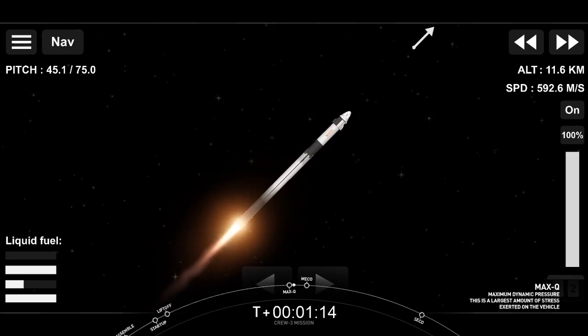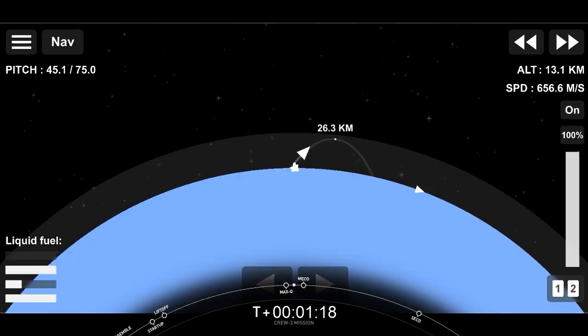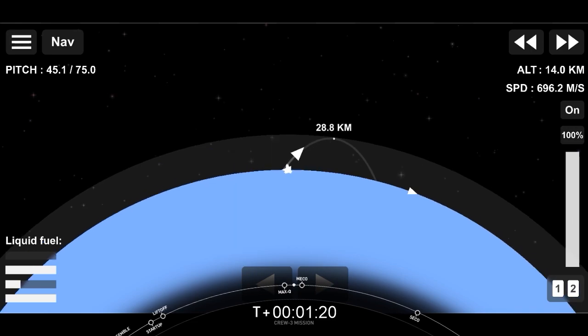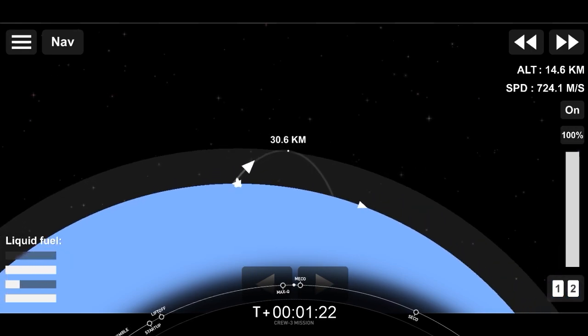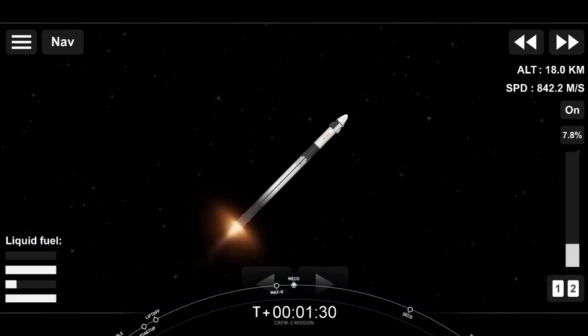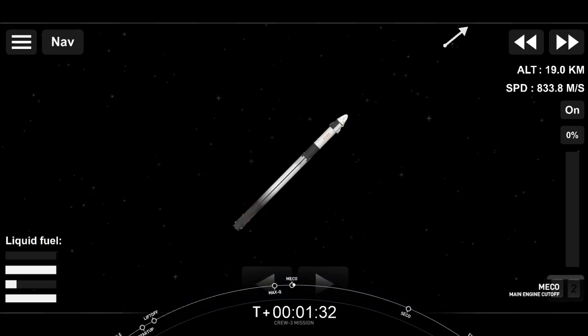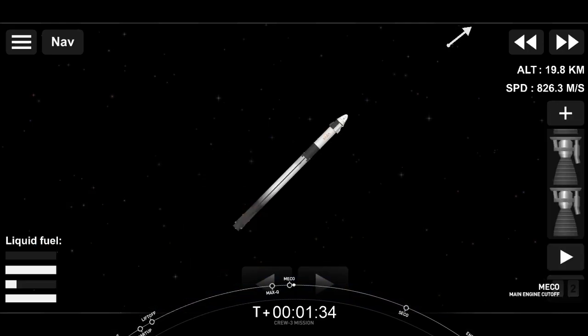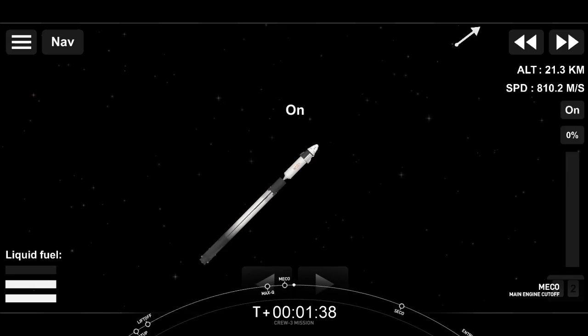We've got the major events coming up here shortly. We're going to get main engine cutoff at 2 minutes 36 seconds. The stages will separate, and then the second stage will ignite, carrying Dragon on its way into low Earth orbit. MECO. Stage separation. Stage 2 Alpha.